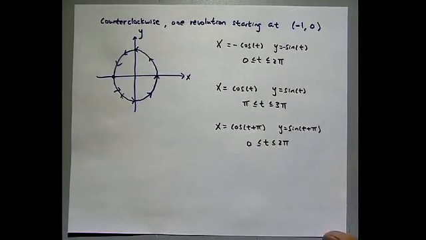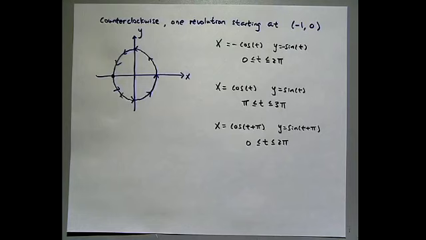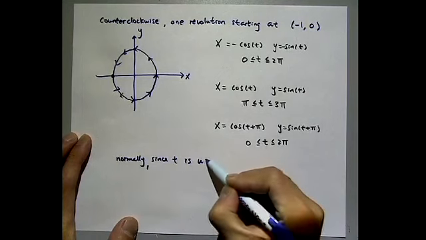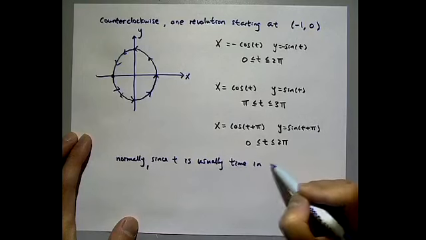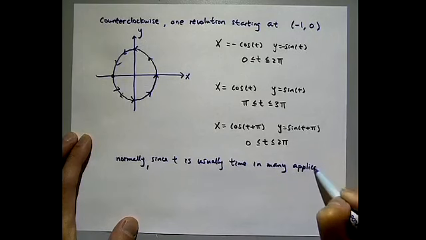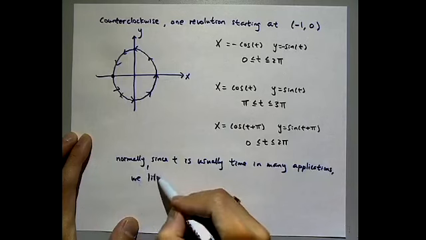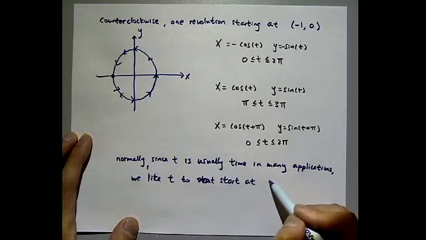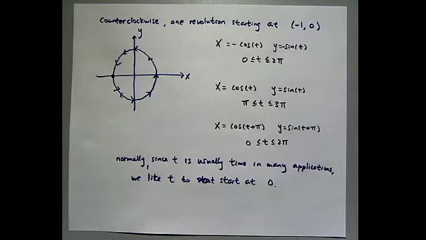All right, so that's the basic thing behind parametric equations. Normally, since t is usually time, in many applications, we usually like t to start at 0. But that's not a requirement. There's nothing wrong with starting t at pi, or 3 pi, or 5 pi, or 7 pi, or 103 pi. It's fine. But in most applications, t stands for time. And often, for obvious reasons, we want t to start at 0 and increasing, right? We usually don't want time to decrease.